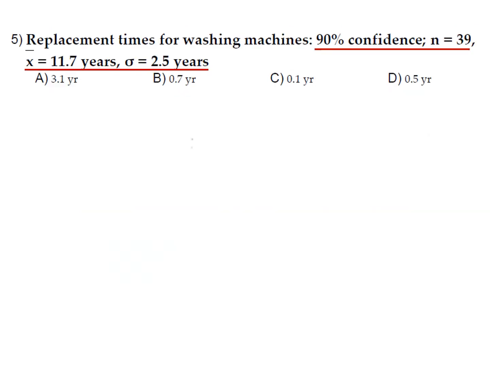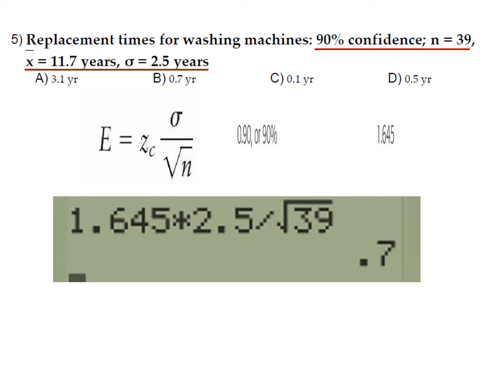Number 5, same idea. We're looking for the margin of error. There's the formula. We have a 90% confidence level. 90%, 1.645 times sigma, which is given to me as 2.5, divided by square root of n, and it's 39.7.